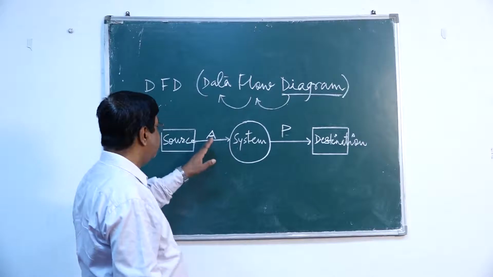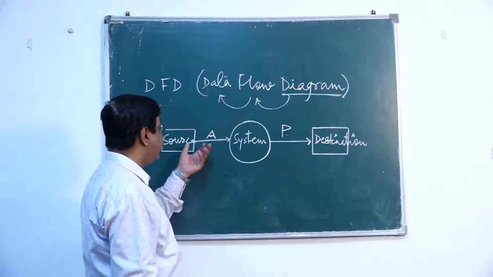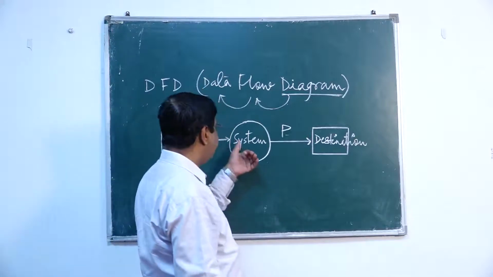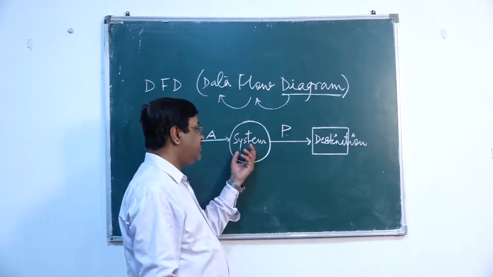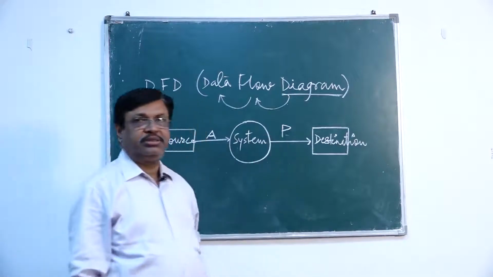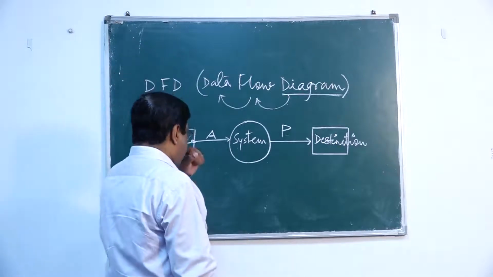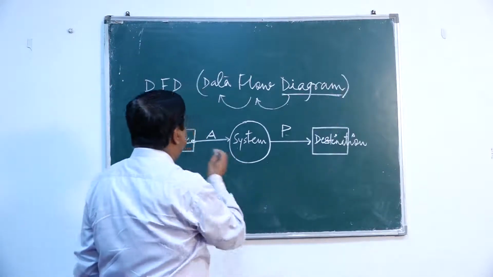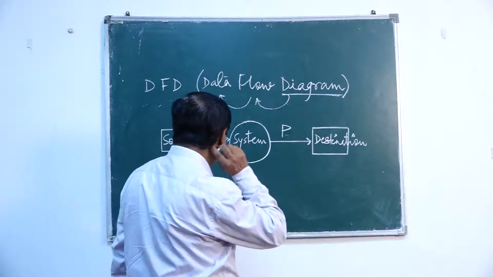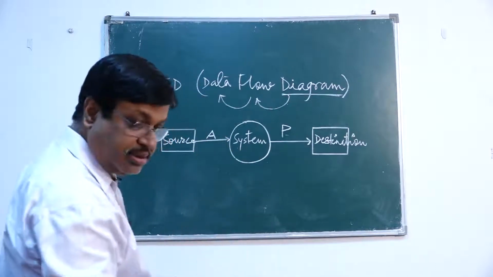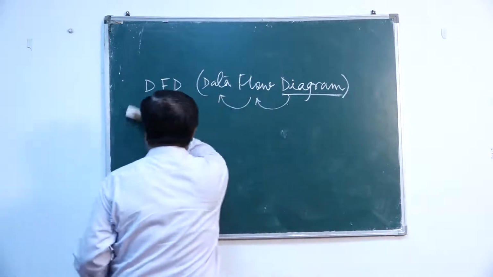This DFD shows what is the source, from where this data originates, where does it go, what transformation takes place within the system, what is the output and what is the recipient of the data. So, if we try to understand in detail, then we can define it further.